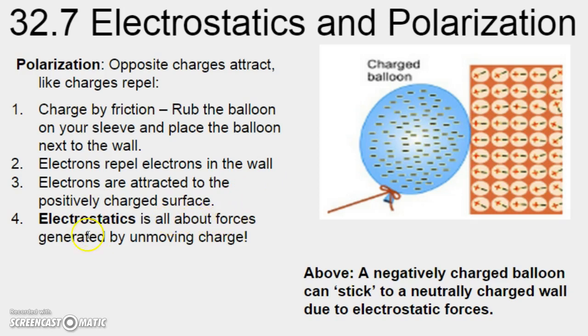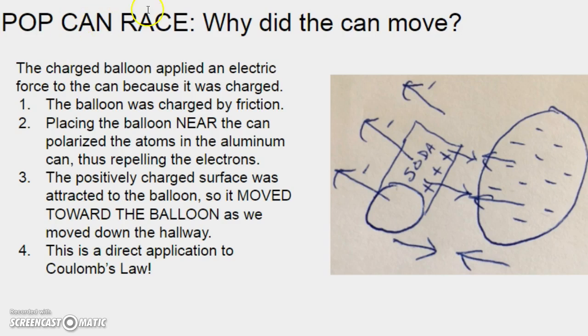Electrostatics is all about forces generated by unmoving charge. So a negatively charged balloon can stick to a neutrally charged wall due to these electrostatic forces. So when we look at the pop can race, why did the can move? Well, the charged balloon applied an electric force to the can because it was charged.